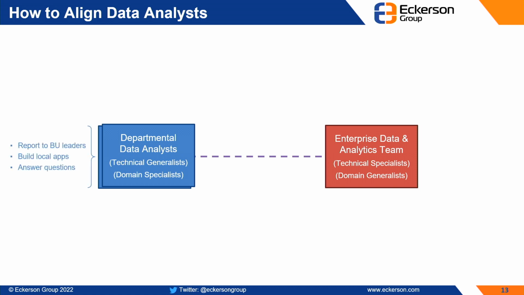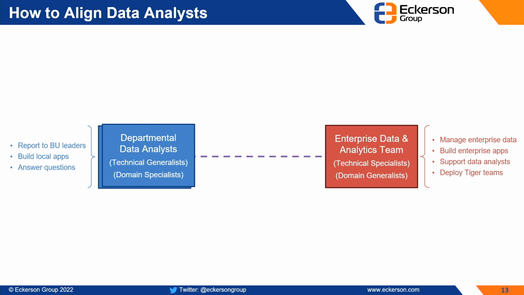All right, so these analysts, as I said, they report to business unit leaders. They build local reports and dashboards answering their questions. The enterprise team today, their job is to manage enterprise data, data that's shared across business units. Ensure it's governed, quality is good. If there's a need for an enterprise application, a report, dashboard, something that's cross-functional, something that's really complicated, then they're going to build it still.